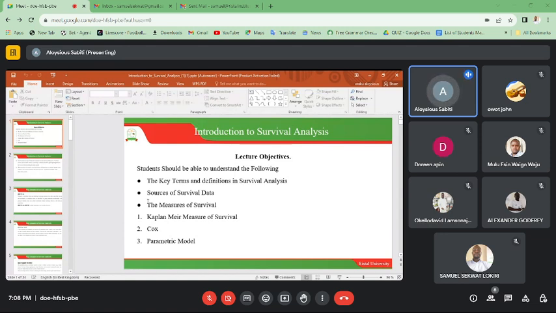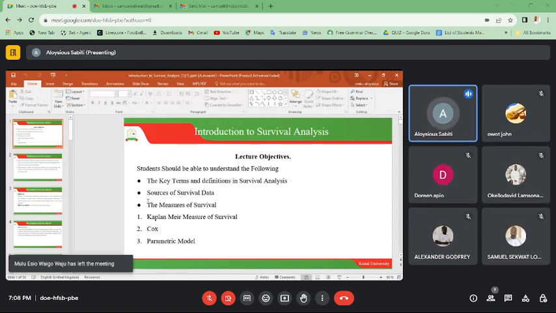So in this particular lecture, or in this module itself, by the end of this module or lectures, the students should be able to understand some of the following issues. They should be able to understand the key terms and definitions in survival analysis. They should be able to identify the sources of survival data, but also the measures of survival. And there are very many different measures which may not be included in the objectives here.